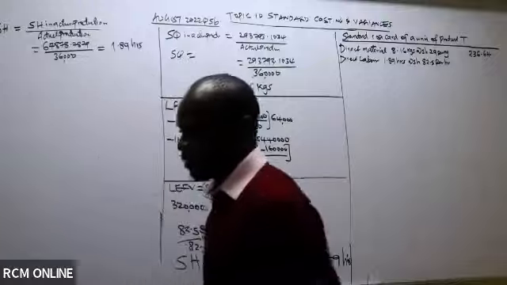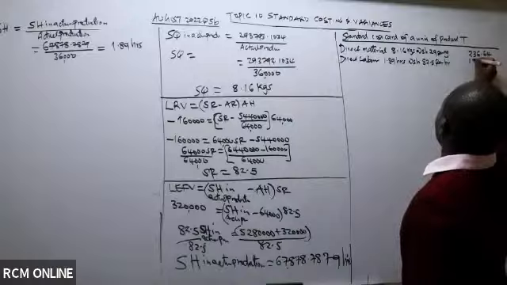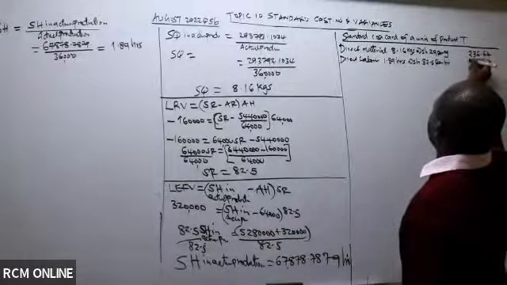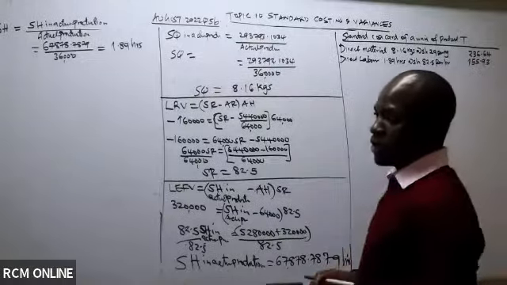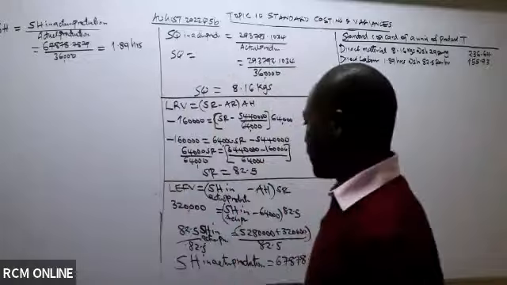Give us your answer first. 155.93. 155.93. Good, there's a mistake. Someone can help us identify that mistake. Do we less 320,000 or we add?